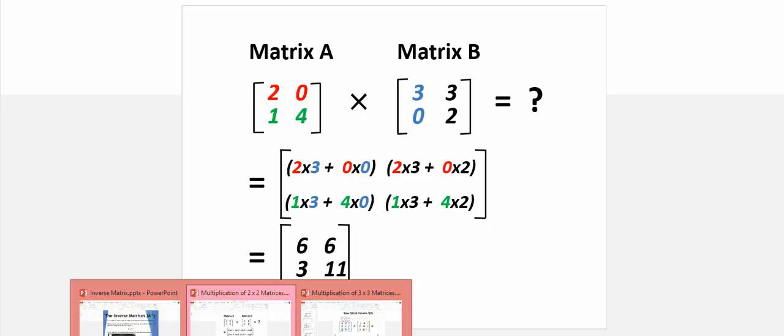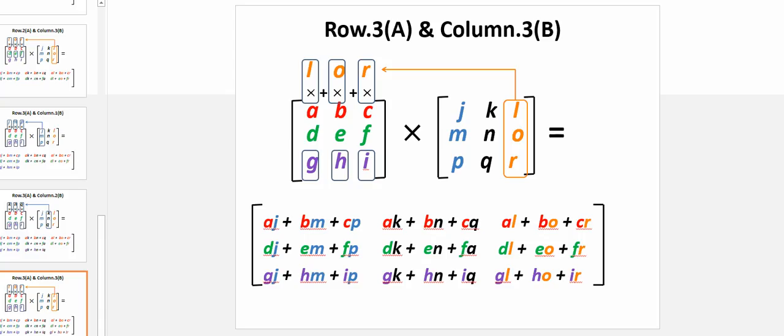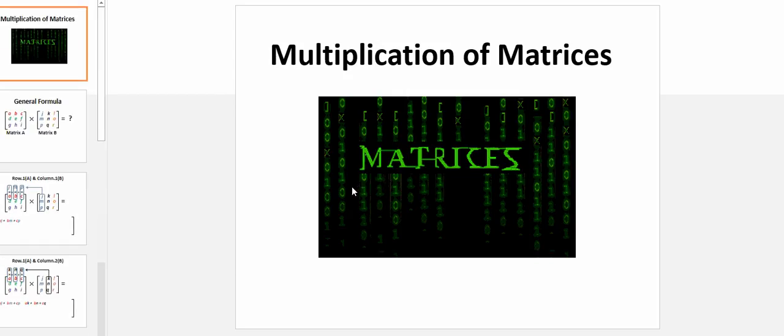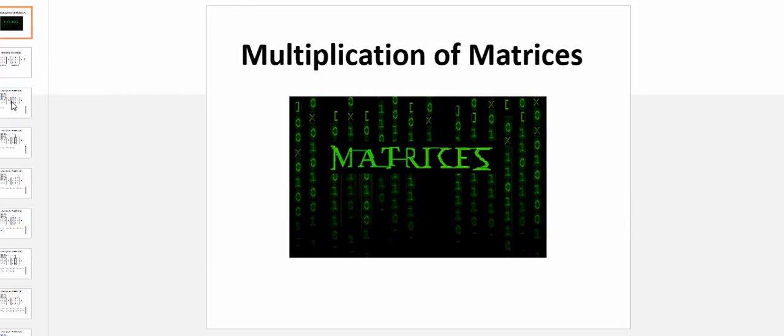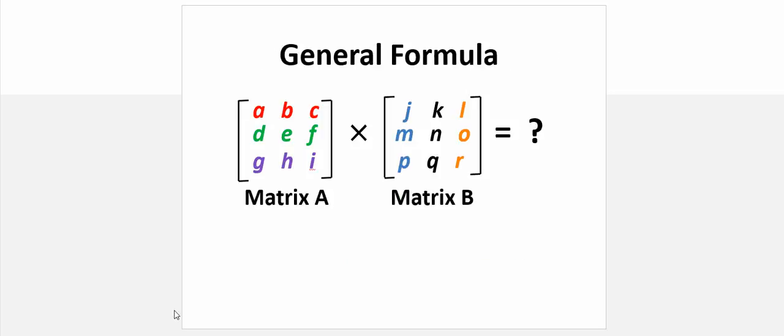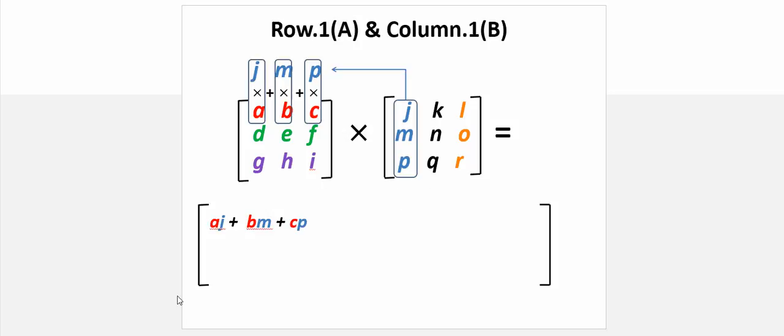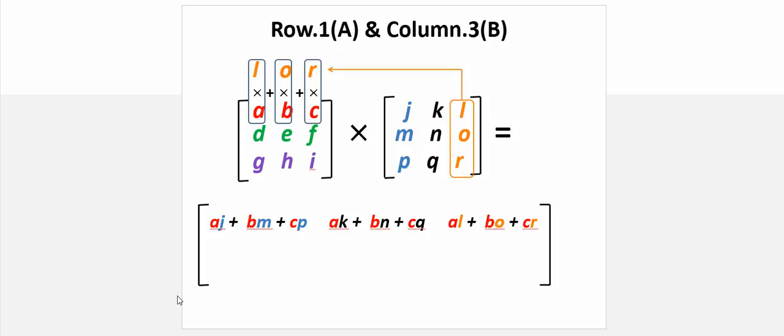Let's look at a slightly larger one and consider the process. Multiplication of matrices. We're looking again at the general formula, A, B, C, D, E, F, G, H, I against J, K, L, M, N, O, P, Q, R. So we can follow, we've got them color-coded. The rows in the first matrix A have been color-coded, as have the columns in the second matrix B. So the process is the same. We take the first column of B and multiply it with the first row of A. Then we repeat this for the second column and the third.